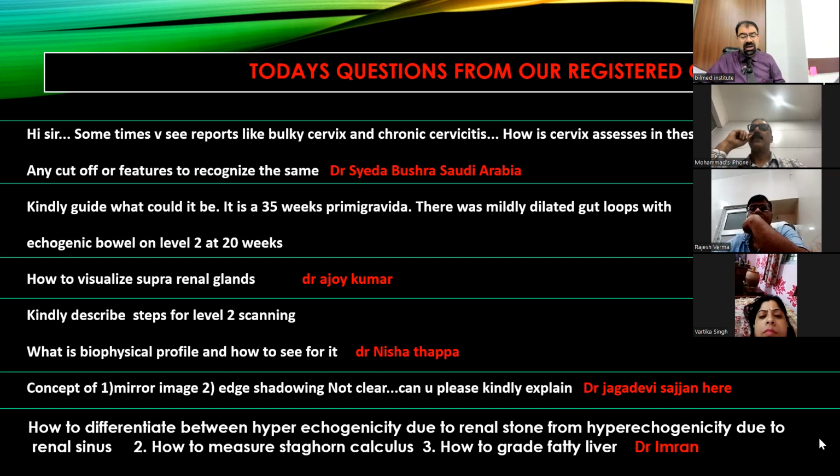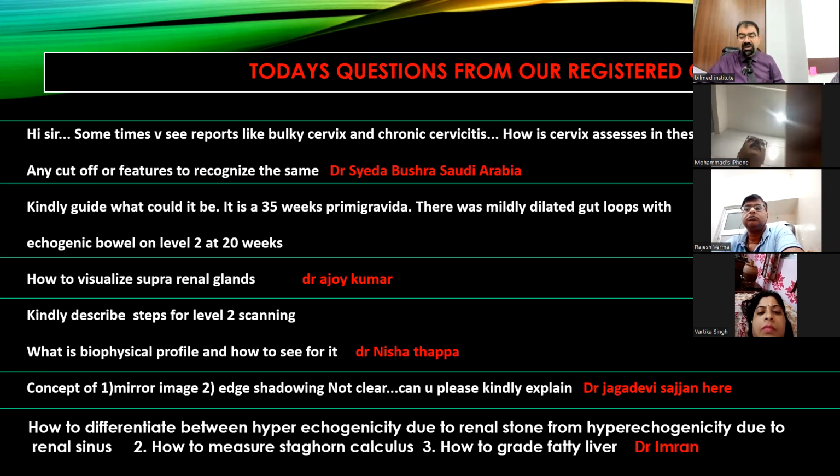Then the next, Dr. Imran, is posting how to differentiate between hyperechogenicity due to a renal stone and hyperechogenicity due to renal sinus. So he wants to know how we can differentiate a hyperechoic renal sinus from a calculus. The second question from Dr. Imran is how to measure a staghorn calculus. And the third is how to grade the fatty liver.